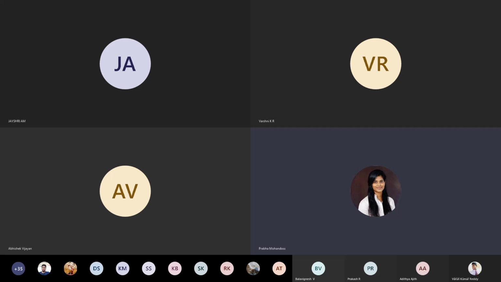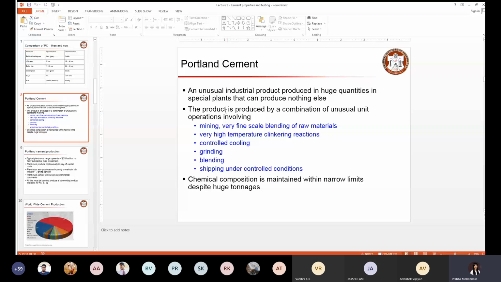to have fine products, and then we ensure that the blending is good, so that the compositions are well mixed and we get a uniform batch material. And once all these things are done, we ship under controlled conditions.